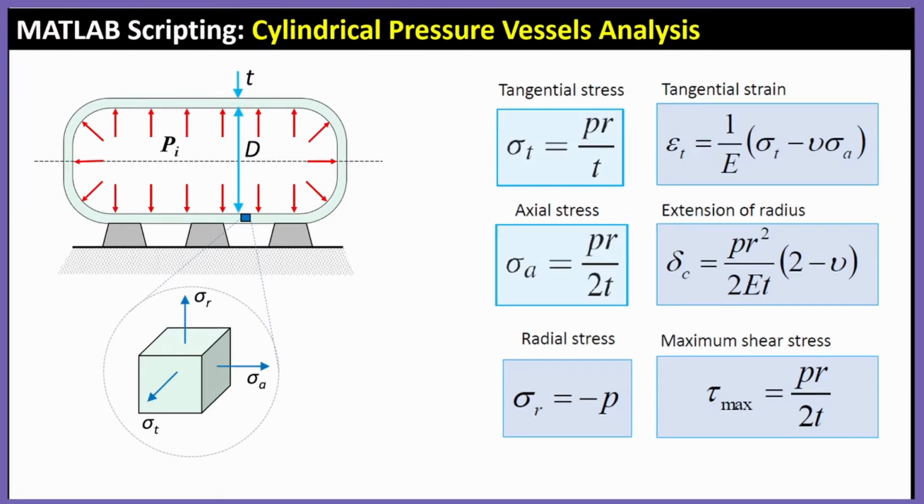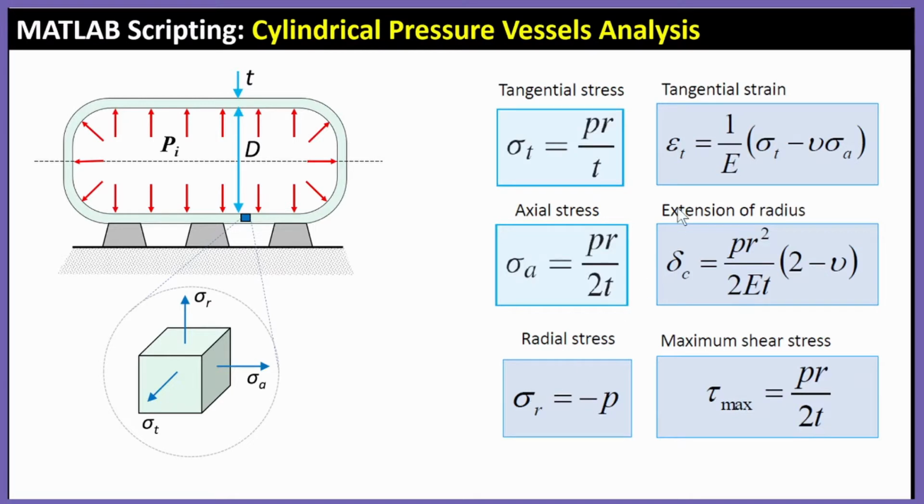Being a design tool, we want to know the equations that define the mechanics of this pressure vessel. And here you have the equations. The tangential stress is the biggest stress that you normally will see. It is equal to the pressure inside, P, times the radius, divided by t. The axial stress is half of that, and the radial stress is basically the negative of the pressure load.